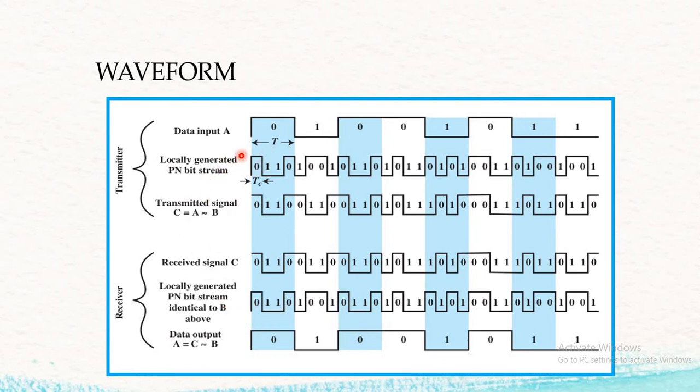These two are the same, only then is proper recovery of the data possible. So these are the waveforms of a DSSS. Input data multiplied by the PN sequence will generate the transmitted signal. At the receiver we have a received signal.